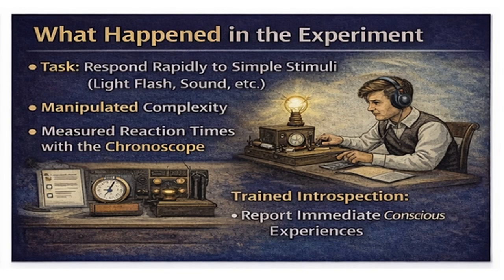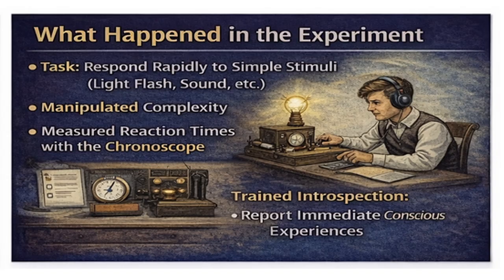Action in the experiment. In the experiment, participants were exposed to simple stimuli, such as a light flash, sound, or touch, and were instructed to respond as quickly as possible by pressing a key or giving a verbal signal. Wundt manipulated the complexity of the task. In some trials, participants merely reacted to the stimulus. In others, they had to recognize, discriminate, or make judgments before responding.